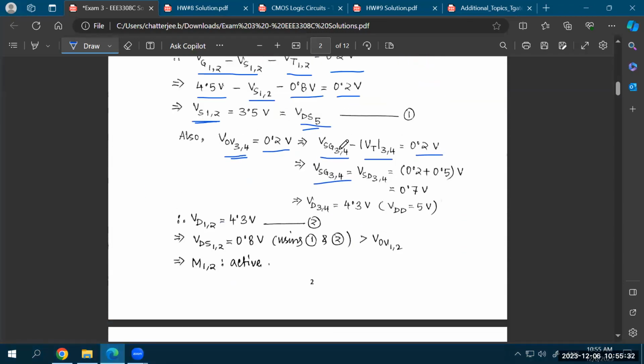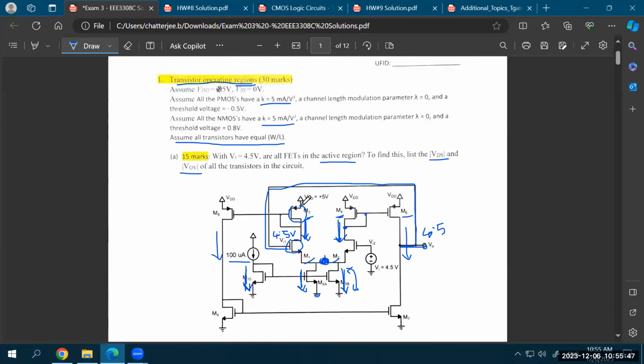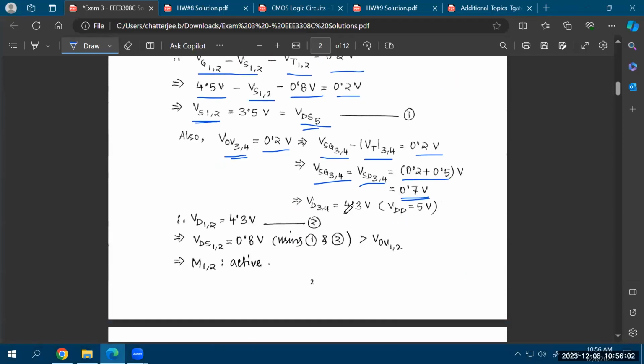So VSD of 3 and 4 will be equal to this 0.2 volt plus 0.5 volts, so that's 0.7 volts. So the source to drain drop for the PMOS transistor is 0.7. Remember that the source of the PMOS transistor is connected to VDD, and the source to drain drop is 0.7 volt. So this output of the differential amplifier, or the drain of M3, M4, M1, and M2, are at 4.3 volt, because the source to drain drop is 0.7, source is at 5, so the drain has to be at 4.3. So the drain voltage of transistors 1 and 2 are also at 4.3 volt.